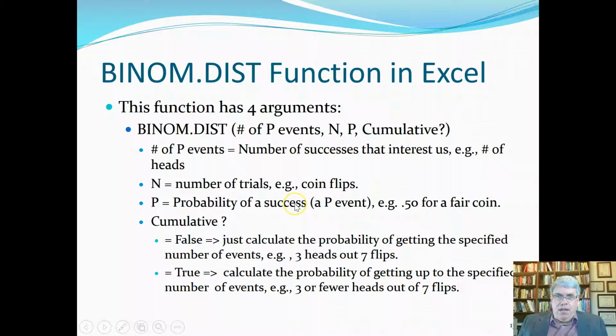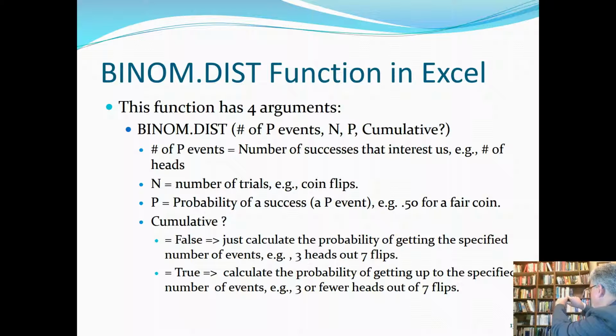And then the final question is cumulative. And this is a binary variable that we have to either mark as true or false. If false, if we just want to calculate the probability of getting the specific number of events. For example, if we wanted to get the probability of getting exactly 3 heads out of 7 flips, we would say, no, this is not cumulative. We just want the 3, so we would put false for the last argument here. However, if we wanted to figure out the probability of getting 3 or fewer heads out of 7 flips, we would want 0 heads, 1 head, 2 heads, 3 heads, and we would say that would be cumulative.